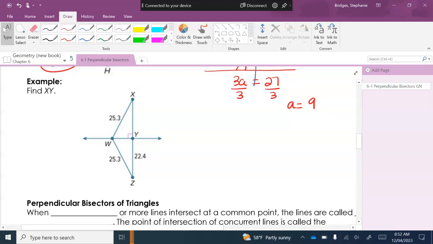So if you look at our picture, we're looking for XY. But do we notice that WX and WZ have the same length? Okay, so what that means is that YZ and XY are going to be the same. So what would XY be? 22.4. Okay, so that one wasn't too terribly difficult. You just had to look at the picture. Anybody have any questions?